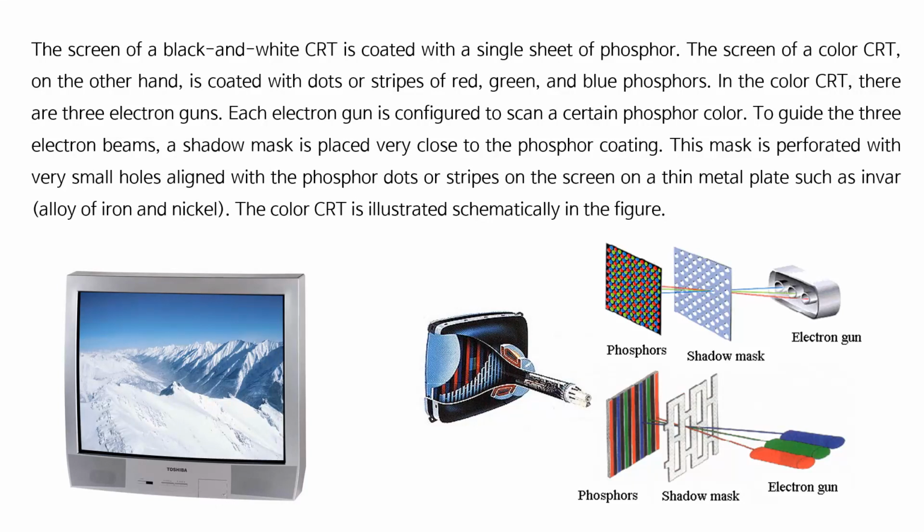The screen of a black and white CRT is coated with a single sheet of phosphor. The screen of a color CRT, on the other hand, is coated with dots or stripes of red, green, and blue phosphors. In the color CRT, there are 3 electron guns. Each electron gun is configured to scan a certain phosphor color.